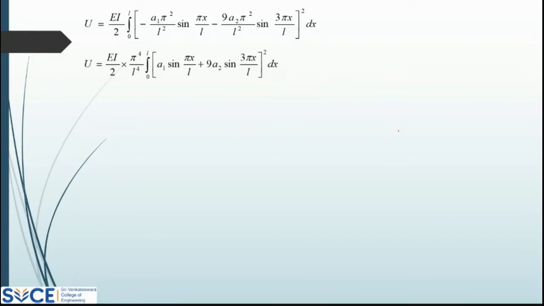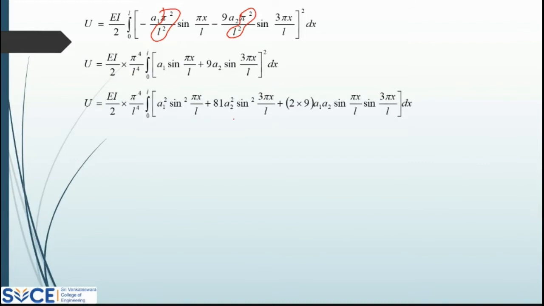When I take them out, be careful: you have to take them out with the squares. Pi square by L square is a common term here; you can see it is common in both terms. Since this is squared, when I take it out it has to be pi power 4 by L power 4. Now it is like the a plus b the whole square formula. Apply it and you get a whole term like this: sine square of these terms, a square plus b square plus 2ab. This is what you are getting here.